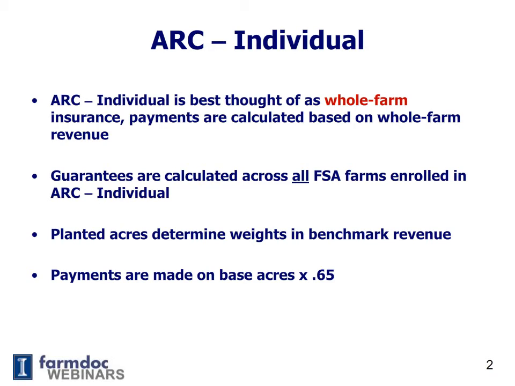It's based on farm yields, and the guarantees are calculated across all FSA farms enrolled in ARC Individual. If you have two FSA farms and they're both enrolled in ARC Individual, there will be one guarantee across both of those farms. All ARC-IC farms in a state will be aggregated together.